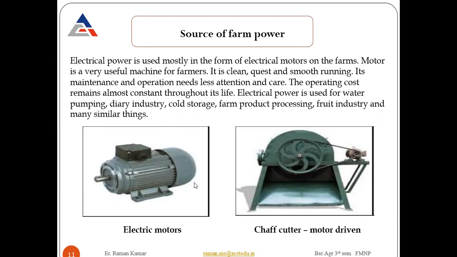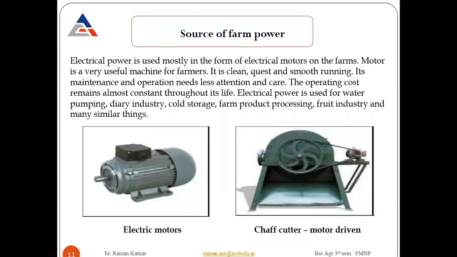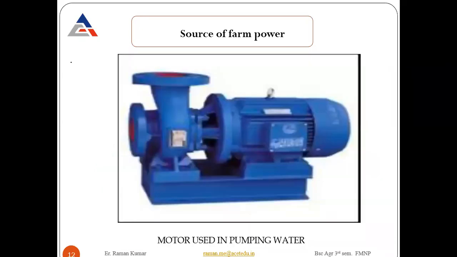So this is the figure. In the first figure, this type of machine is known as an electrical motor. Look at the second figure: the motor is used to run machines, in this case the chaff cutter. This chaff cutter is mostly driven with the help of the electrical motor. Next, this electrical motor is used for pumping water. The motor is connected with the pump to pump water from a lower level to a higher level. These are all examples of electrical power as a source of farm power.